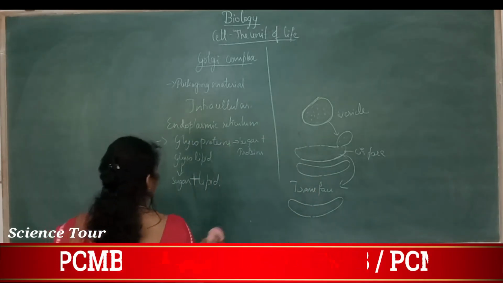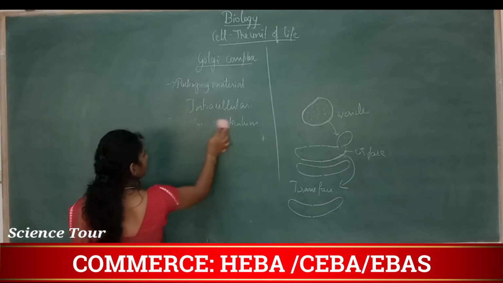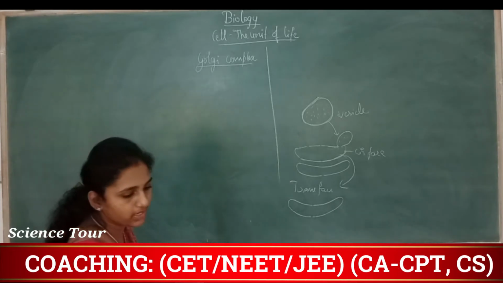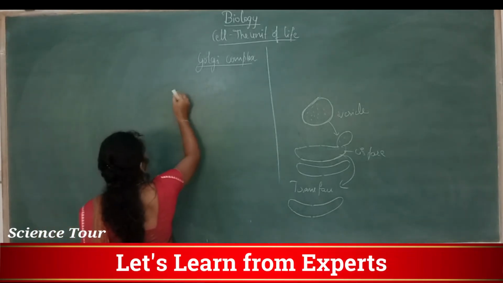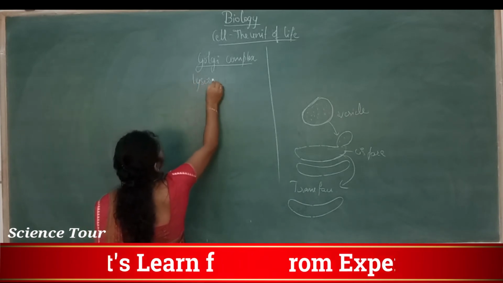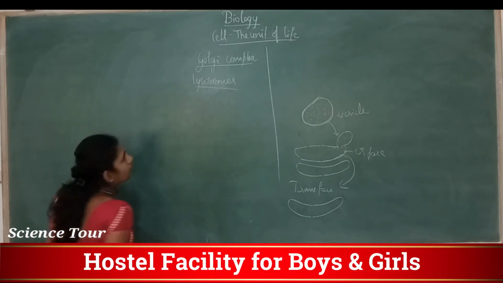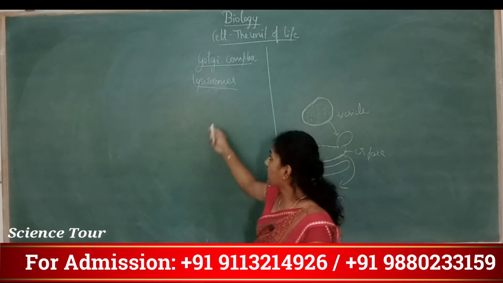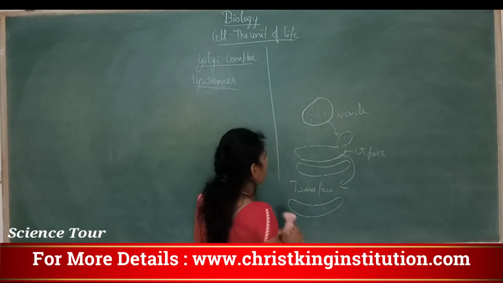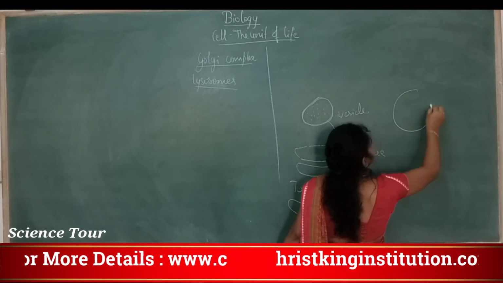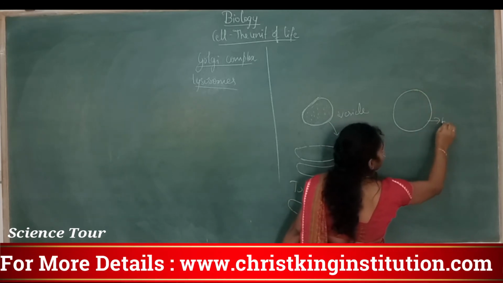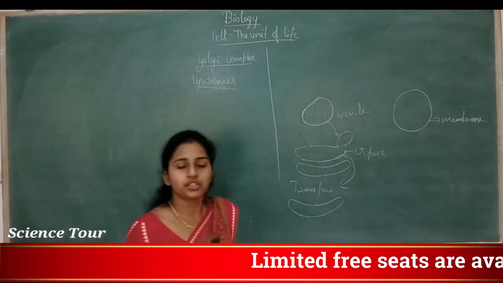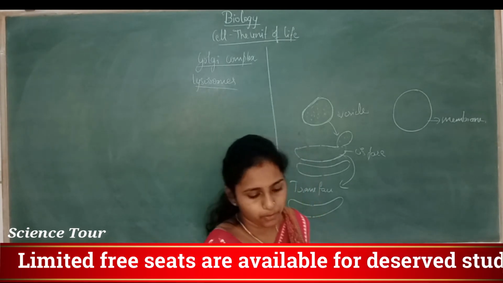Next we'll move to one more important organelle of the endomembrane system, that is the vacuole, and one more important system, that is the lysosome. Before that we'll see lysosomes. These lysosomes are membrane bound vesicular structures, outerly covered by a membrane, formed by the process of packaging in the Golgi complex.